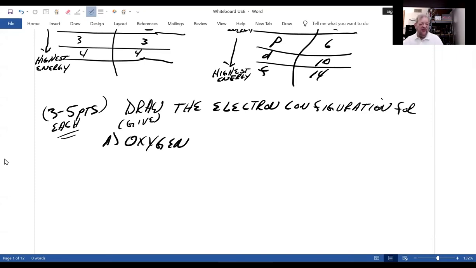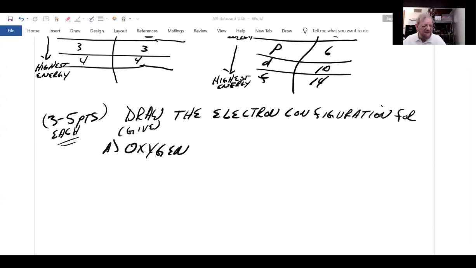I could put down, draw the electron configuration or give the electron configuration for oxygen. Well, what do you do? Well, first of all, you have to know how many electrons you have, which means I've got to open up a periodic table, hang in there.